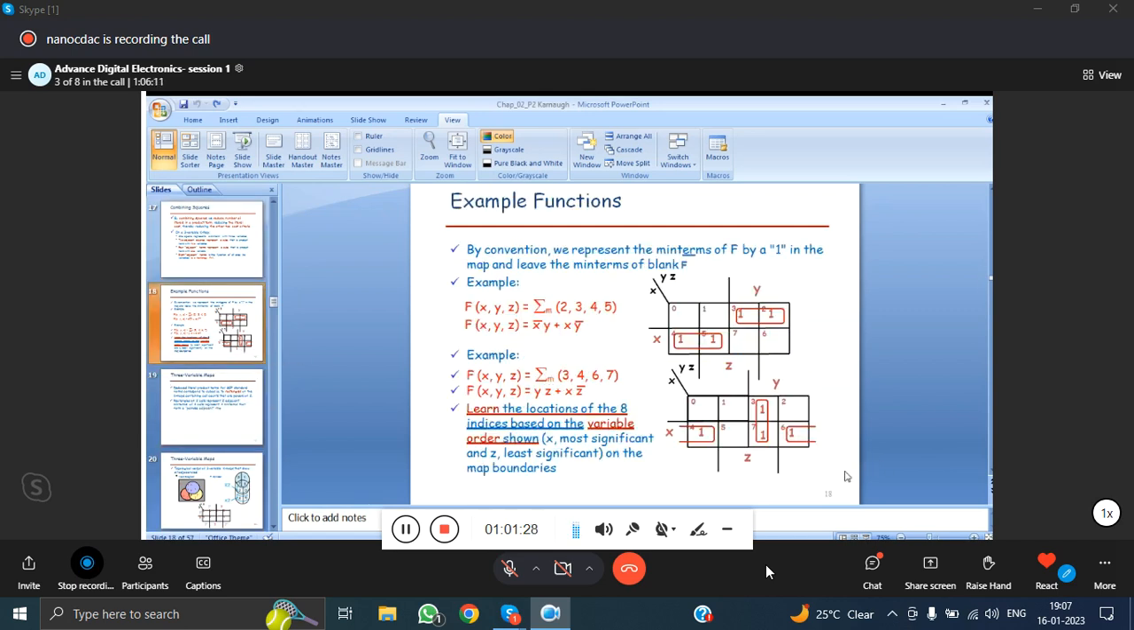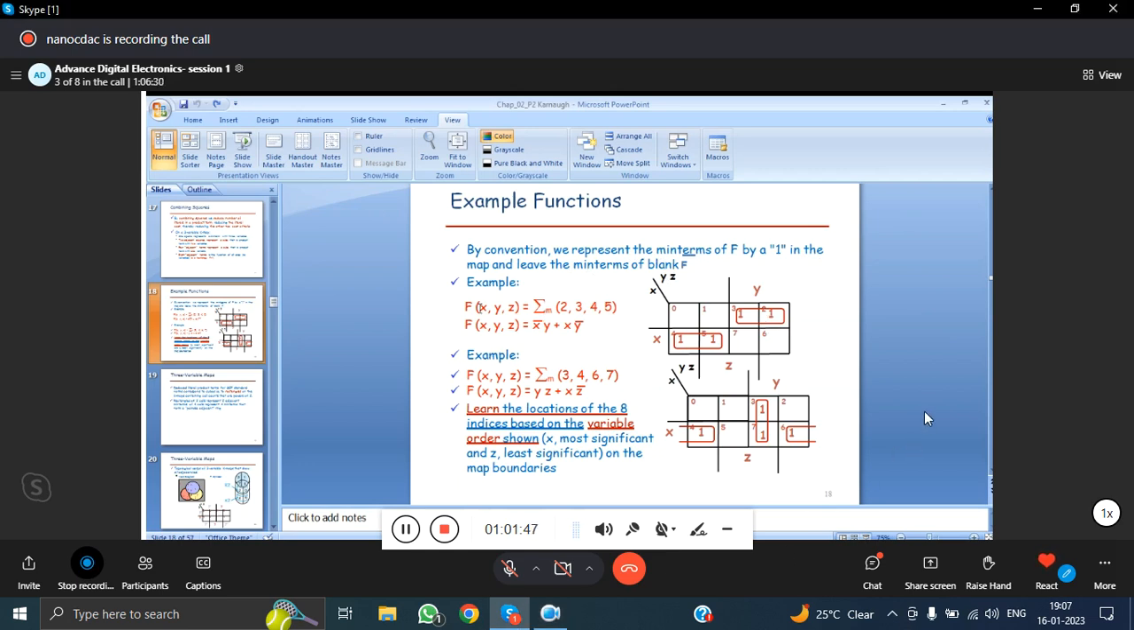Here, if you see example 1, example functions. In this we represent min terms of f by 1 in the map, and leave the other min terms blank. If you see the example, it is given 2 3 4 5. So f of x y z is equal to x bar y plus x y bar. 2 3 and 4 5, how can you write this function?